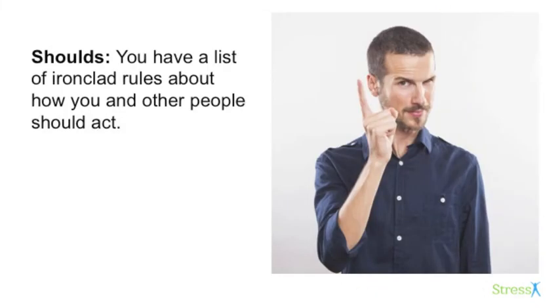Shoulds. You have a list of ironclad rules about how you and other people should act. People who break the rules anger you, and you feel guilty if you violate the rules. The rules are right and indisputable, and as a result, you are often in the position of judging and finding fault in yourself and in others. The top cue word indicating the presence of this distortion is should.